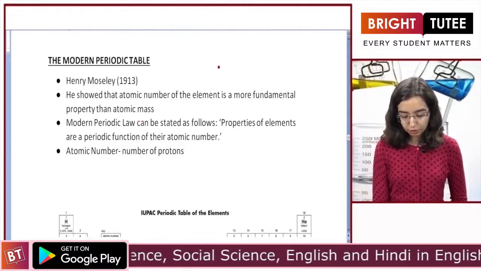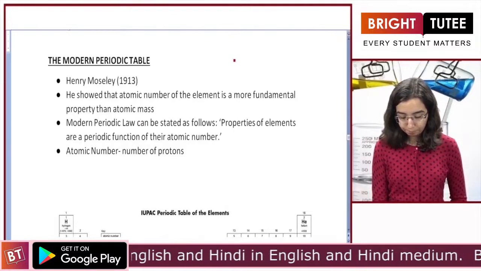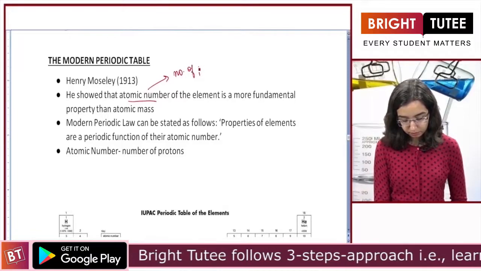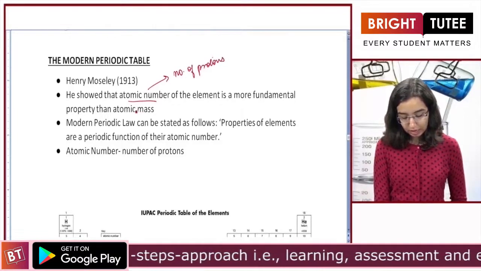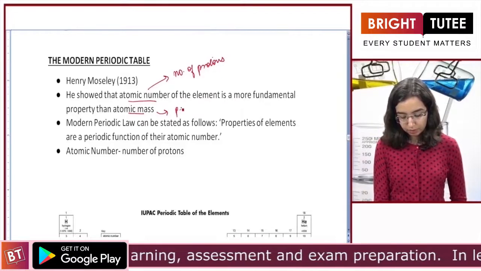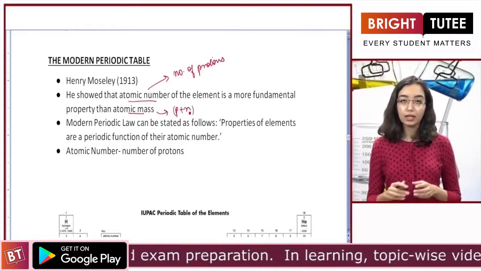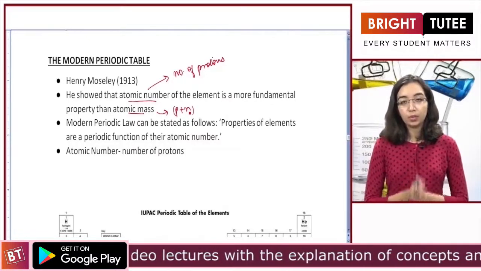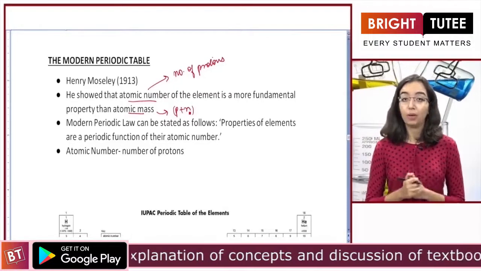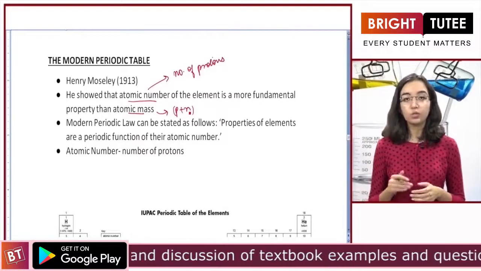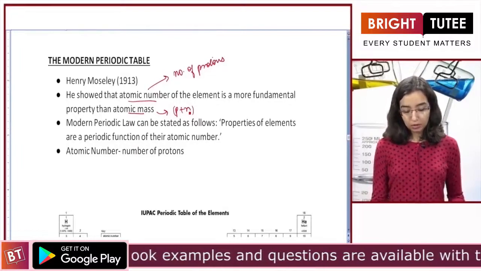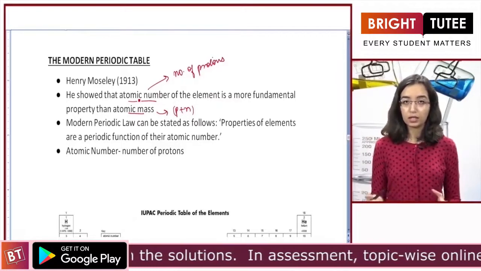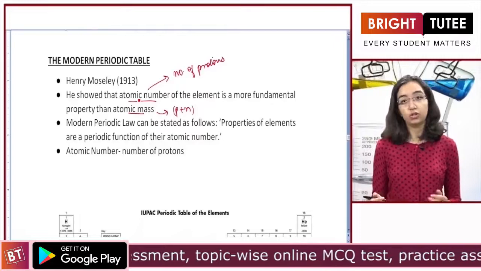So, for review's sake, I'll just tell you that atomic number is the number of protons and atomic mass is the number of protons plus neutrons. So he said that because the number of protons determines the number of electrons, it was a more important property, and he based his classification on atomic number instead of atomic mass, which was being used by people up until now. It was because of the development in science that we came to know that atomic number is a more relevant factor, and that is why Henry Moseley decided to base a classification on it.